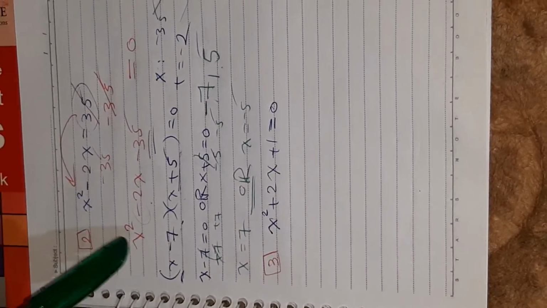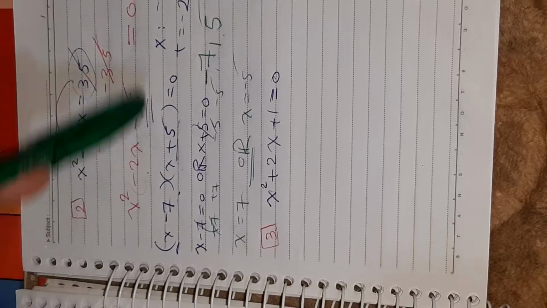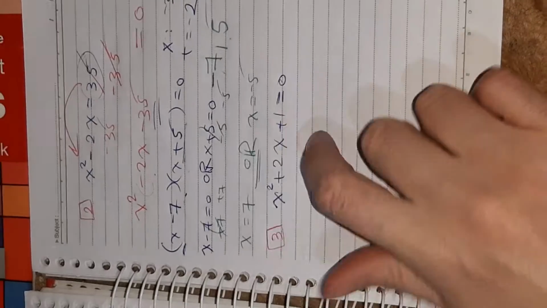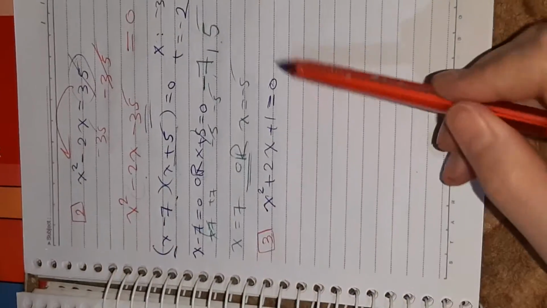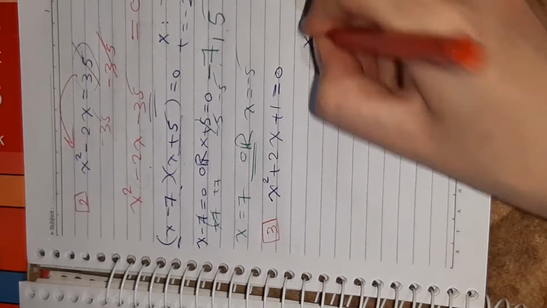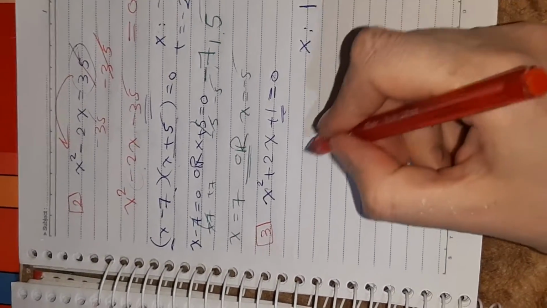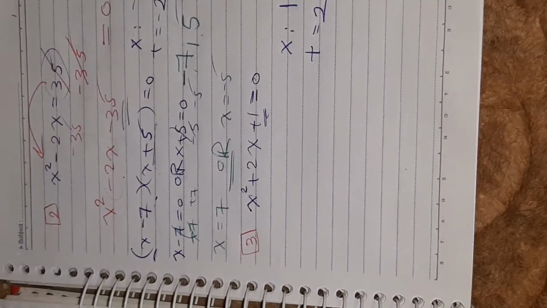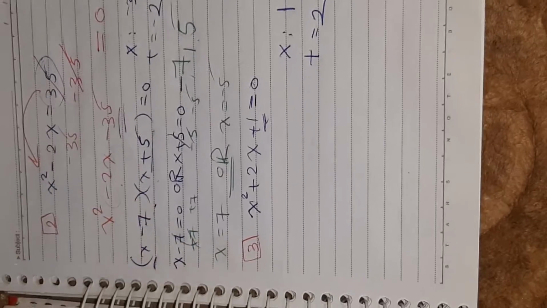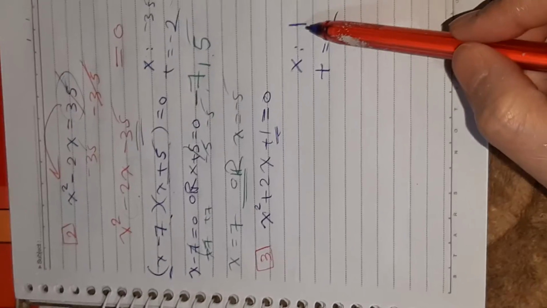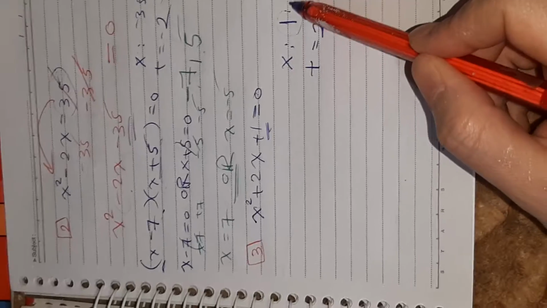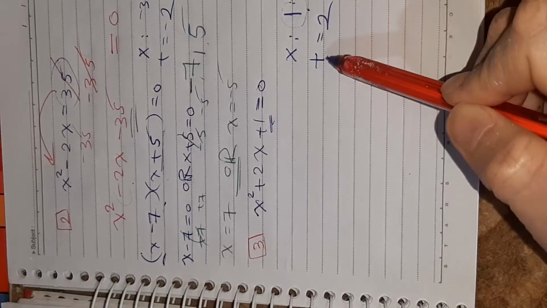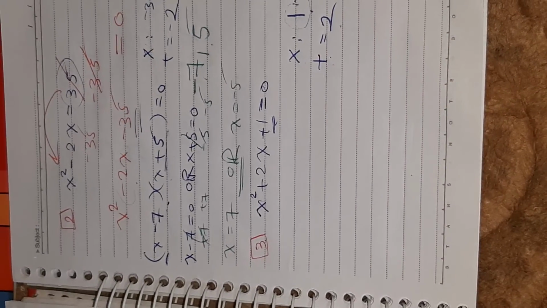Here, if you substitute x by 7 it must be 0, and if you substitute x by -5 it must also be 0. Now this one, this side is 0, okay? We are looking for two numbers. If you multiply them you get 1, and if you add them you get 2. What are these two numbers?